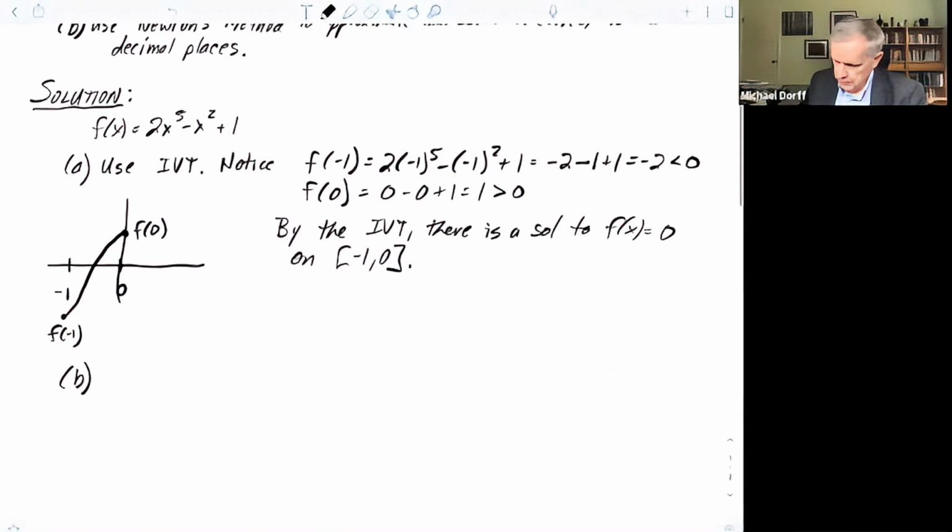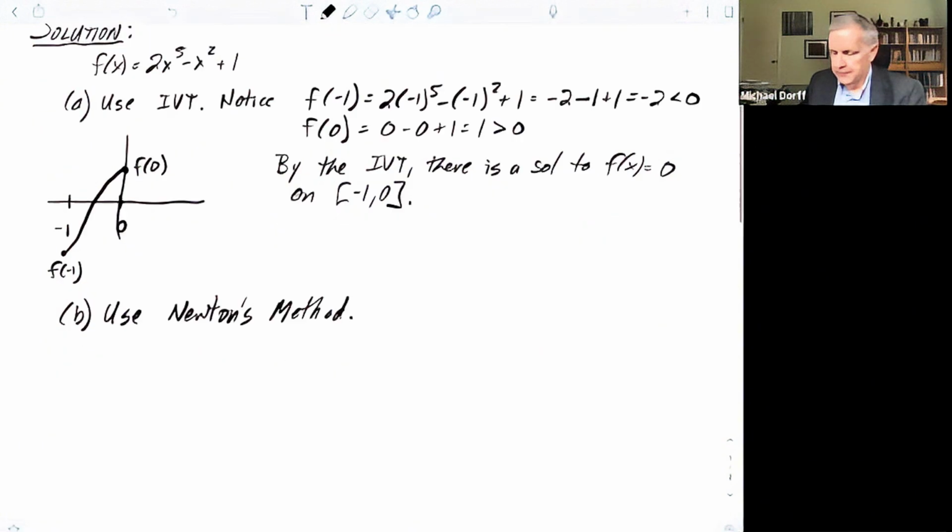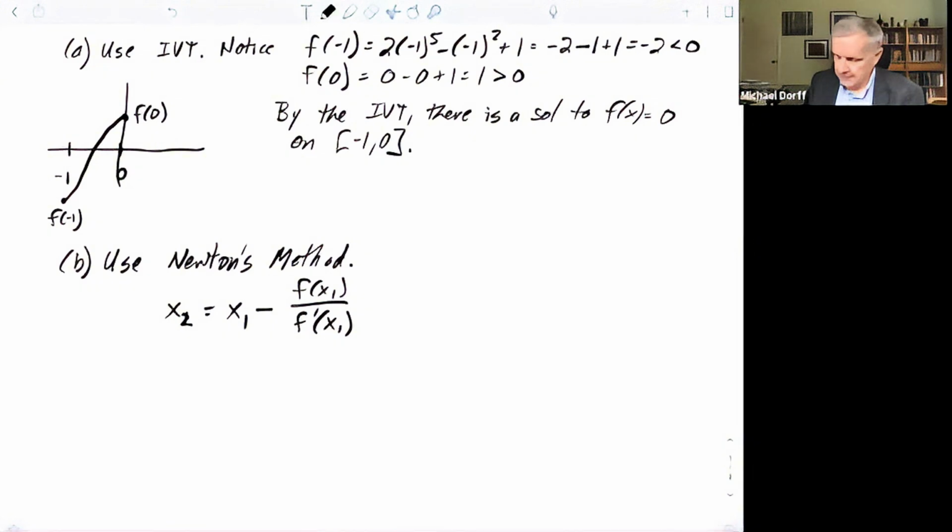Part B here, we're going to use Newton's method to get the approximation to 6 decimal places. First, Newton's method, just as a reminder, if I start with some initial point x1, then the next point, x2, is going to equal the initial point, x1, minus f(x1) over the derivative evaluated at x1. So the first thing I have to do is choose x1. Well, I could pick logical points since we're doing the interval from -1 to 0, so either pick -1 or 0. Let's see if we pick 0, what happens?